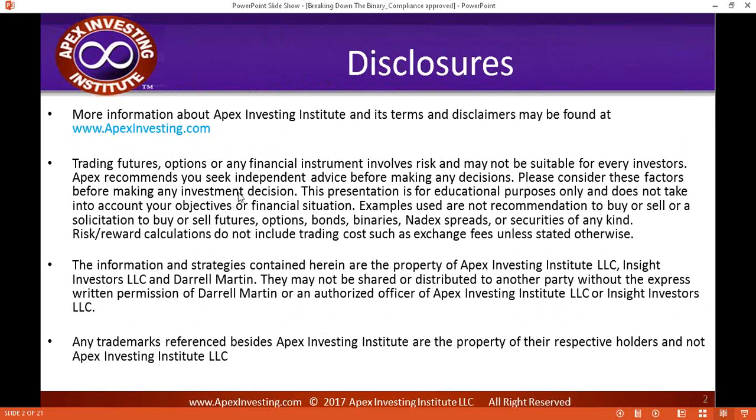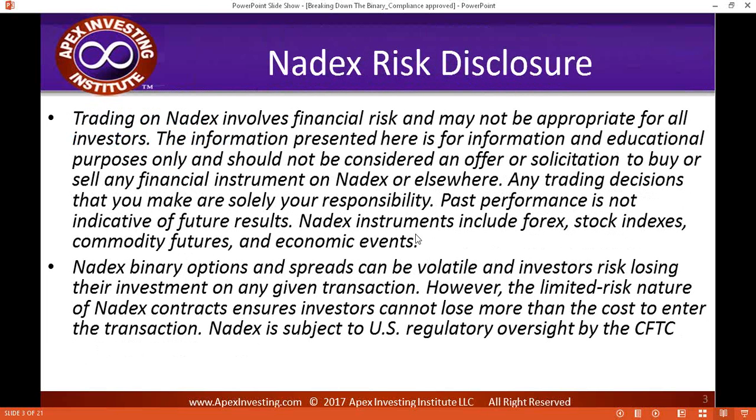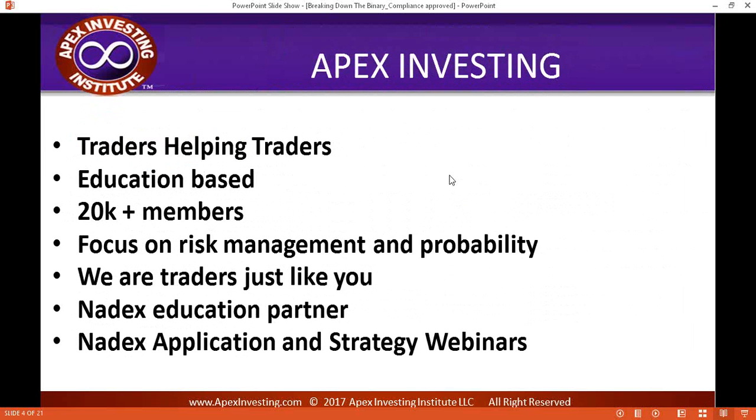Let's knock out our disclosures. Trading futures, options, or any financial instrument involves risk and may not be suitable for every investor. Examples used are not a recommendation to buy or sell, or a solicitation to buy or sell futures, options, bonds, binaries, or spreads. Any trade examples you see or entry of a trade is simply me helping express an idea or showing you how to physically place a trade on the Nadex platform. It's in no way a trade recommendation. And the information in this webinar is for informational and educational purposes only.